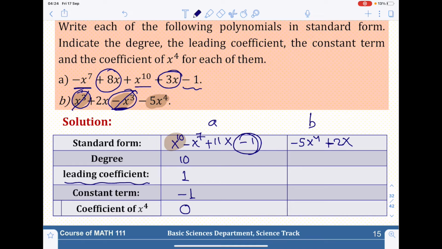Okay, what is the degree? The degree is the highest power here, which is 4. What is the leading coefficient? The leading coefficient is the number beside the x to the power 4, which is negative 5. Then the constant, here there is no constant, there is no number standing by itself, so the constant would be 0. And the coefficient of x to the power 4, we can see this is the coefficient of x to the power 4 again, so it would be negative 5.